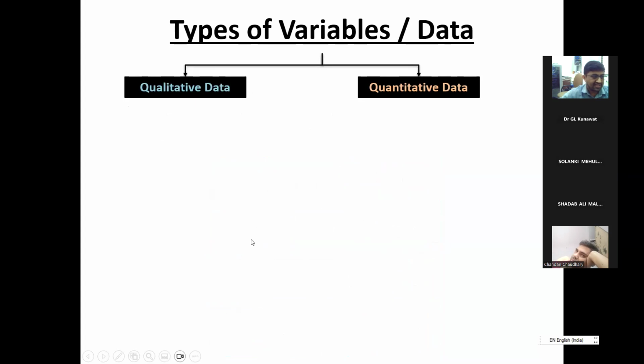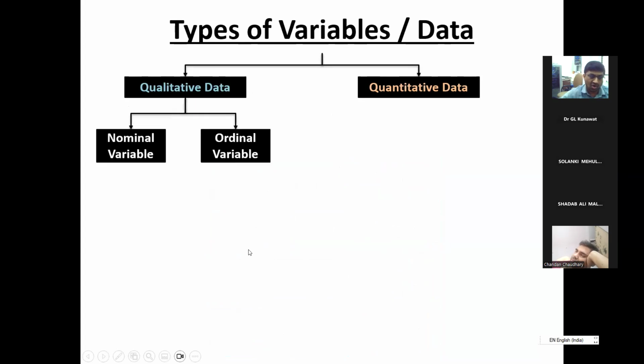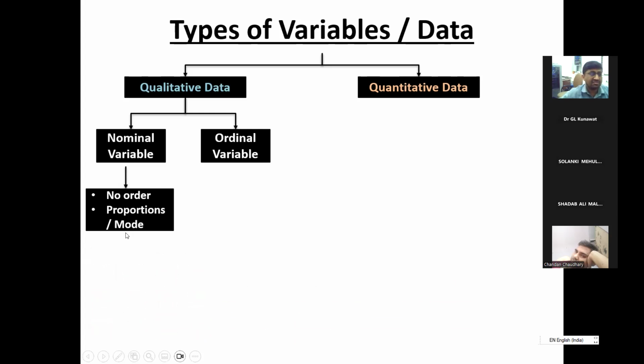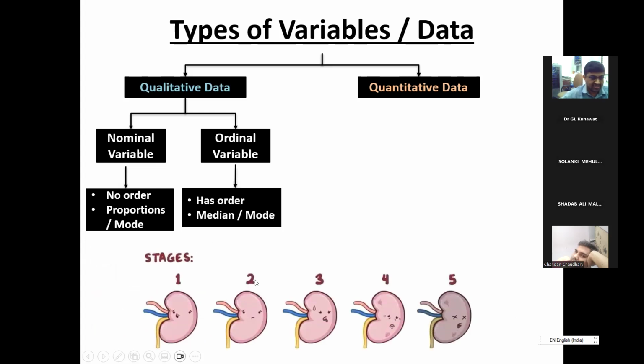Qualitative data can be of two varieties, nominal variable or ordinal variable. The nominal variable is just a name which does not have any specific order, like blood group or sex or ethnicity. So they can be measured or summarized by a proportion or a mode. While an ordinal variable has some logical order, like stages of a disease, like chronic renal failure, or stages of any other disease or severity of any disease. So this can be summarized by a median or a mode.